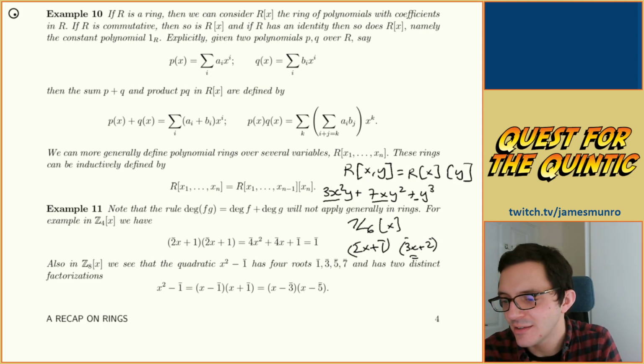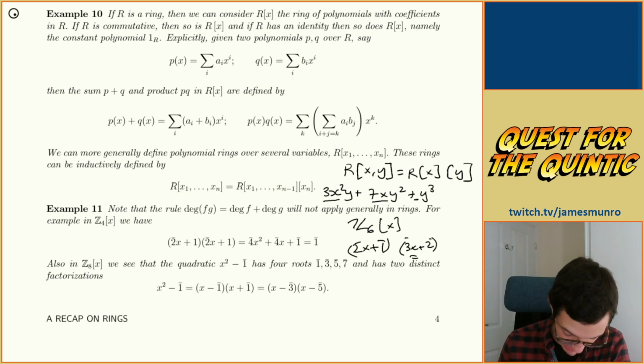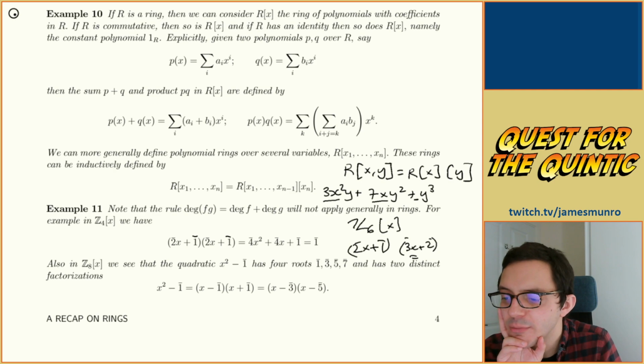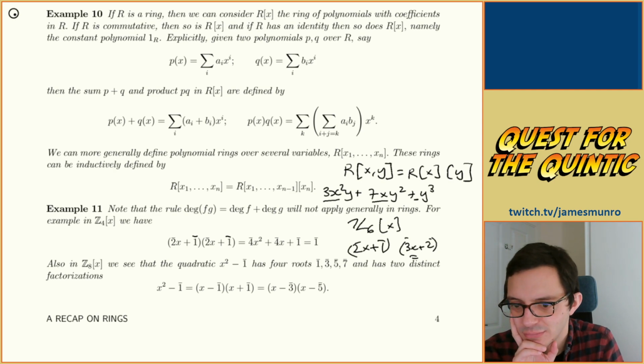Yeah, that's not the number 3. That's the element, things congruent to 3 in Z4. I think there should probably be some bars over here as well. There's bars on the ones on the right. I guess 1 is the identity.